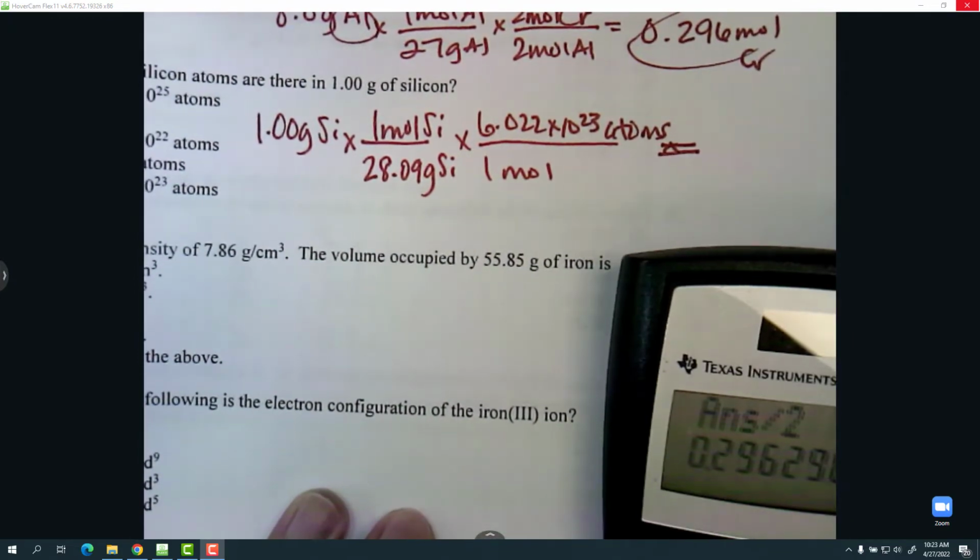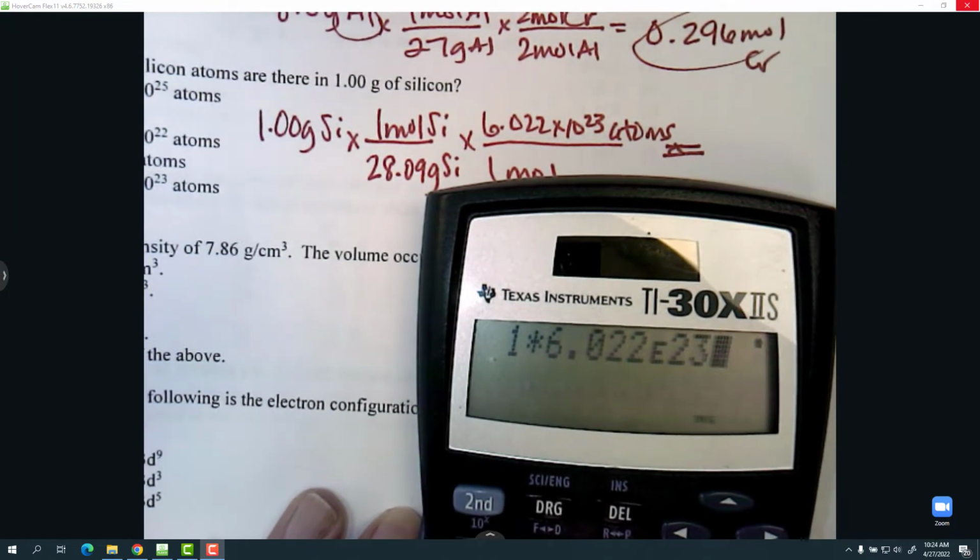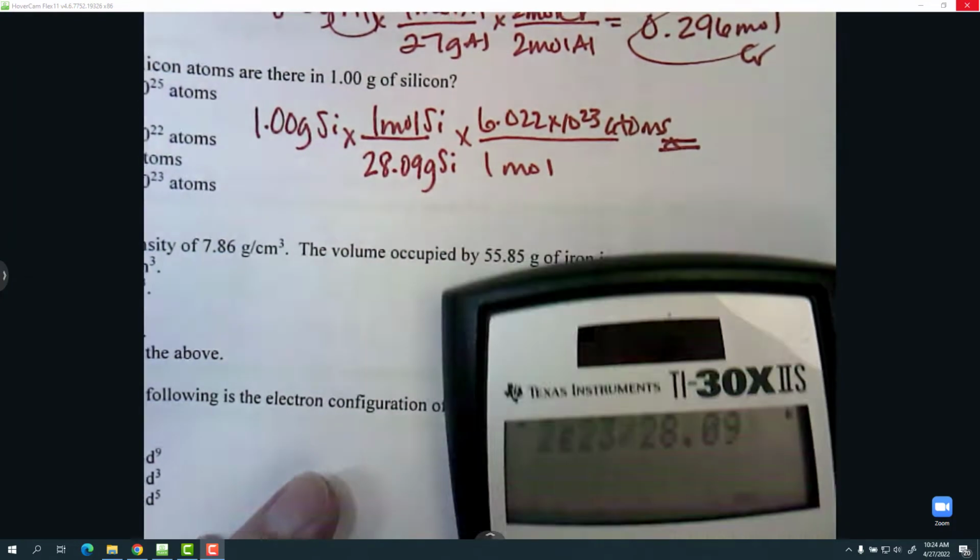So 1 times 6.022 times 10 to the 23rd divided by 28.09, and that's it.